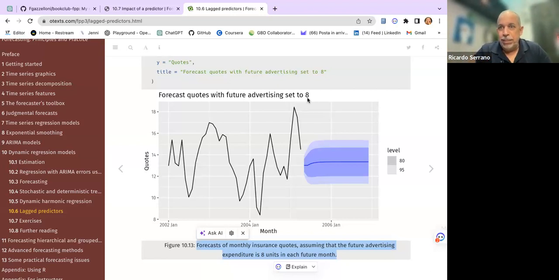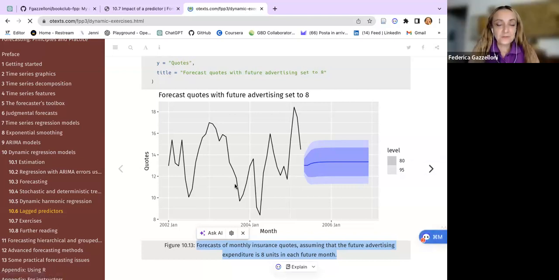So that's usually the use of these tools, to do a sensitivity analysis and then tell management, okay, management, if you do 8, this is what we expect. If you do 7, this is what we expect. But notice that in 7, if we get more or less the same amount, that means that you don't have to go to 8. You can go 7, okay? To get the most out of your advertising budget dollars.